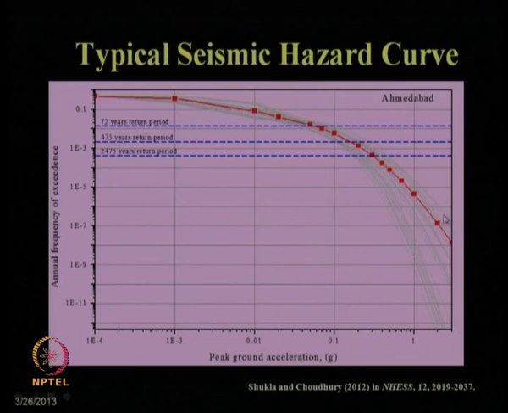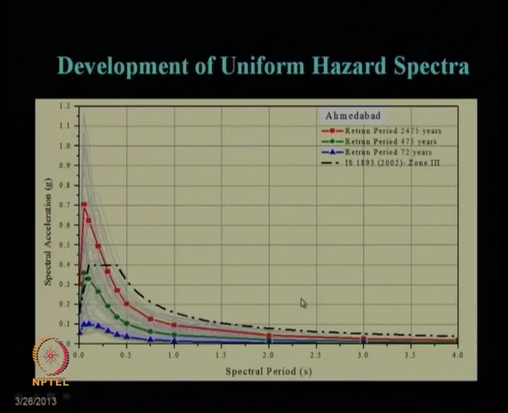So, these are the results for each city, that is, a typical seismic hazard curve using the probabilistic seismic hazard estimation. One can easily obtain the 72 year, 475 year and 2475 year return periods. Then uniform hazard spectra have also been developed corresponding to different return periods, and that has been compared with respect to the IS codal provision, which is shown in the black line.